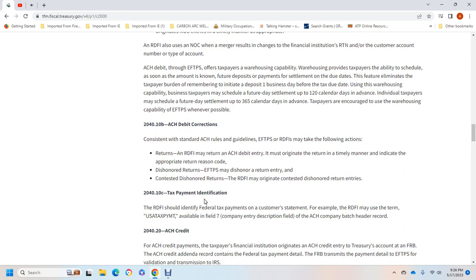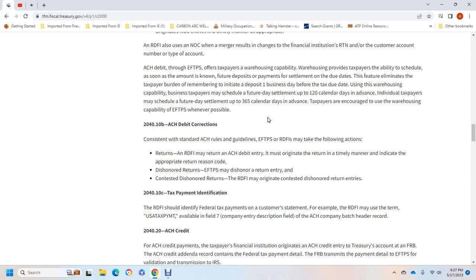Alright, 2040-10B, automated clearinghouse debit corrections consistent with the standard of the automatic clearinghouse rules and guidelines. Electronic federal tax paying system and the RDFIs take the following actions: the return. Any RDFI may return an automatic clearinghouse debit entry, and it must originate the return in a timely manner and indicate the appropriate return reason code. Dishonor returns: electronic federal tax paying system may dishonor returns. If the dishonored return entry is contested, the RDFI may originate contested dishonor return entries.